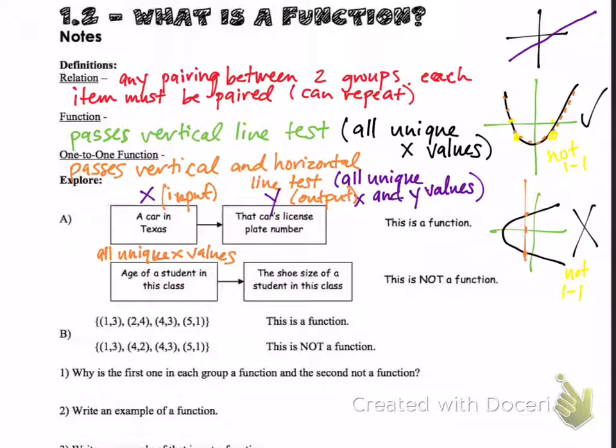So then I would also say that this is a one-to-one function because I have all different x values and then I also have all different y values. So it is one-to-one. Just put a check mark next to it.